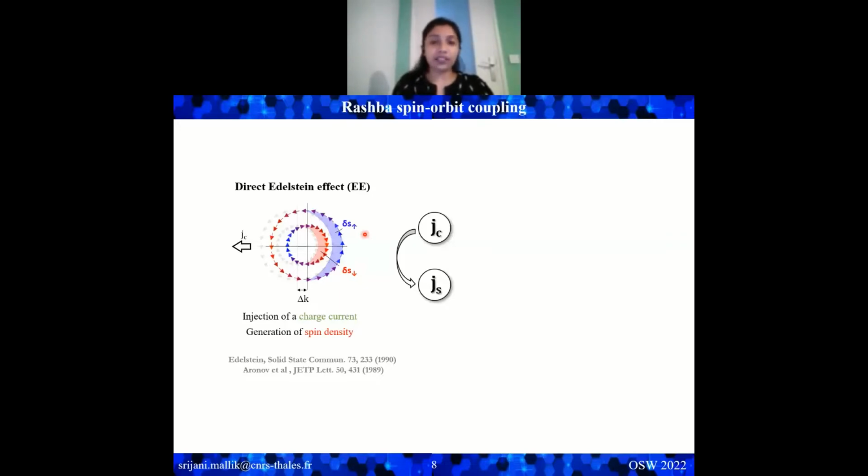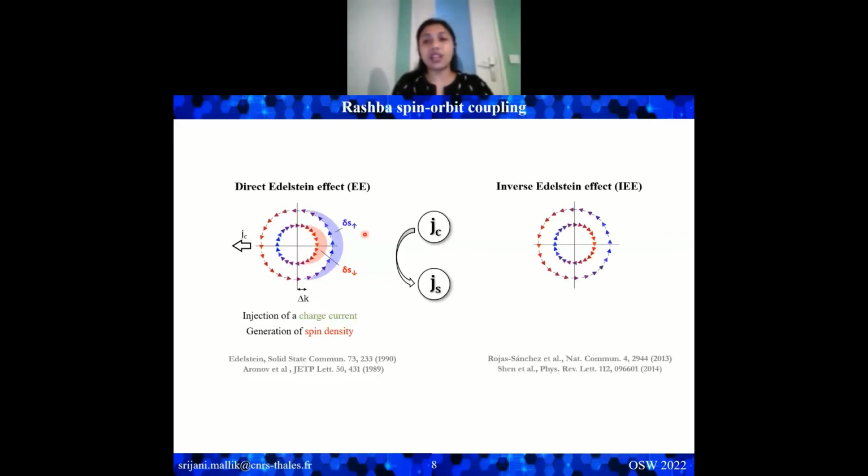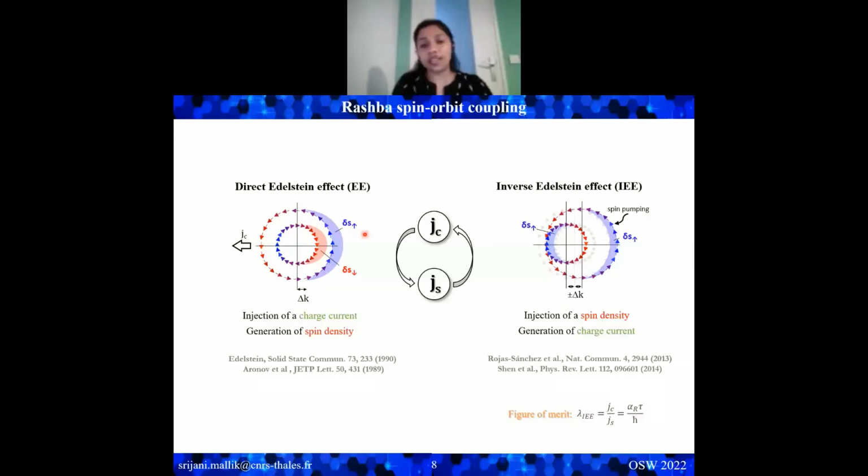And the reciprocal effect is known as the inverse Edelstein effect, where, let's say by spin pumping, if we inject a spin current in such a system, then the contours will shift in the opposite direction, giving rise to a charge current. And as you have already seen in the previous two talks, the figure of merit of this spin to charge conversion is known as lambda, which is proportional to the Rashba coefficient as well as the spin momentum relaxation time.